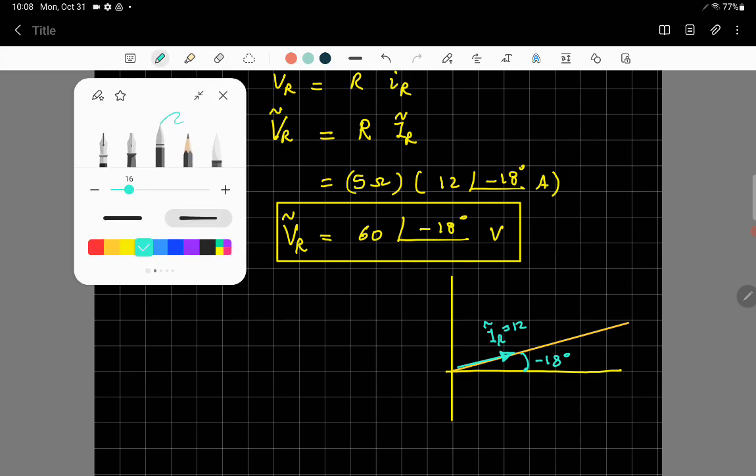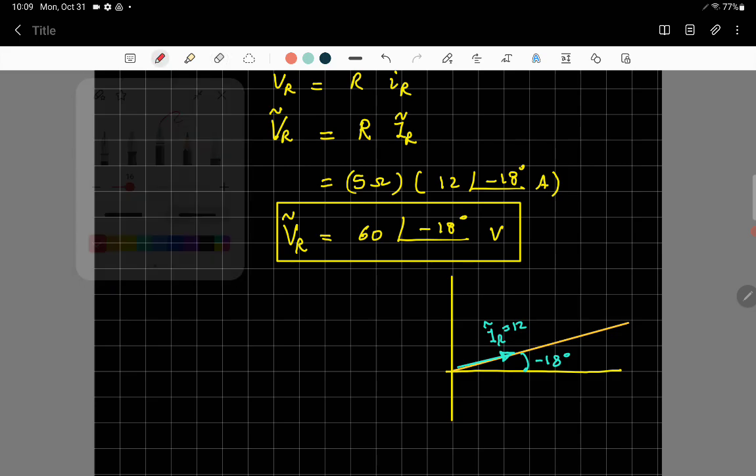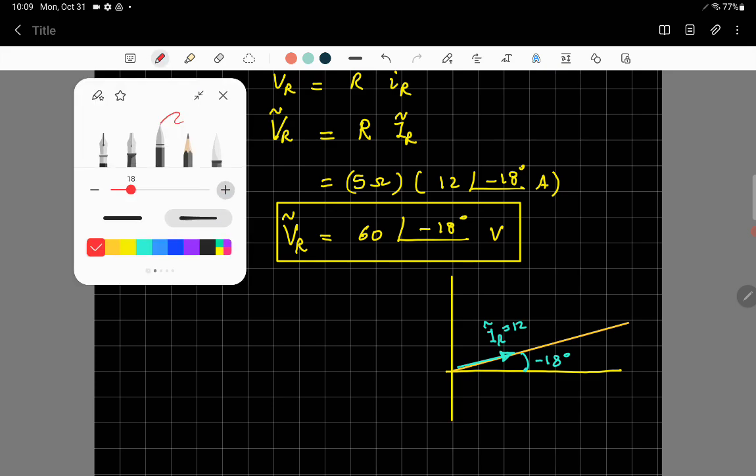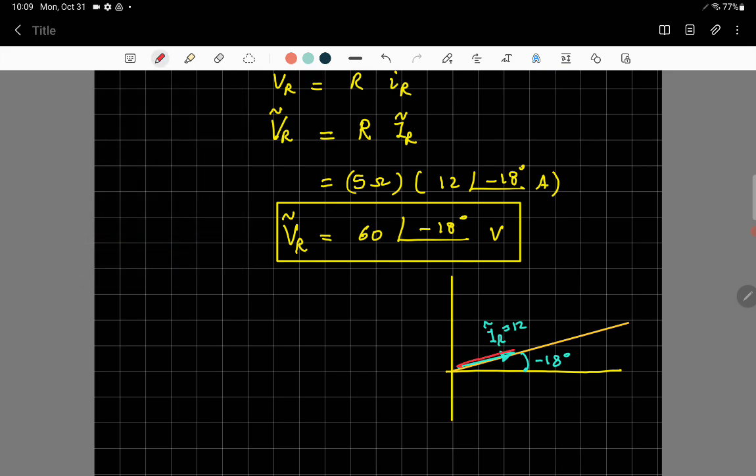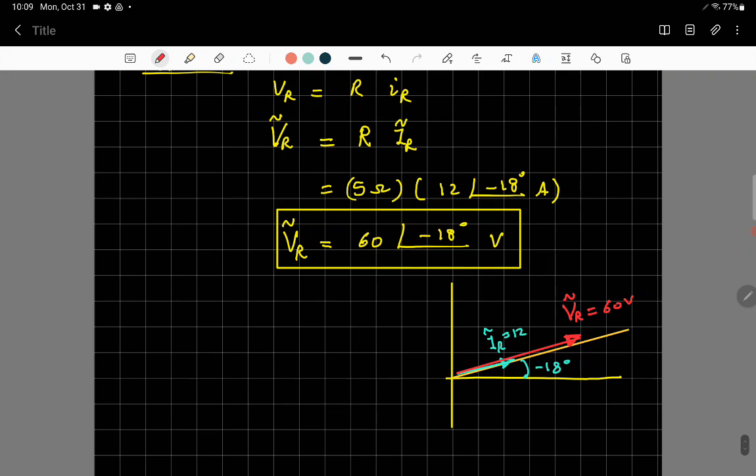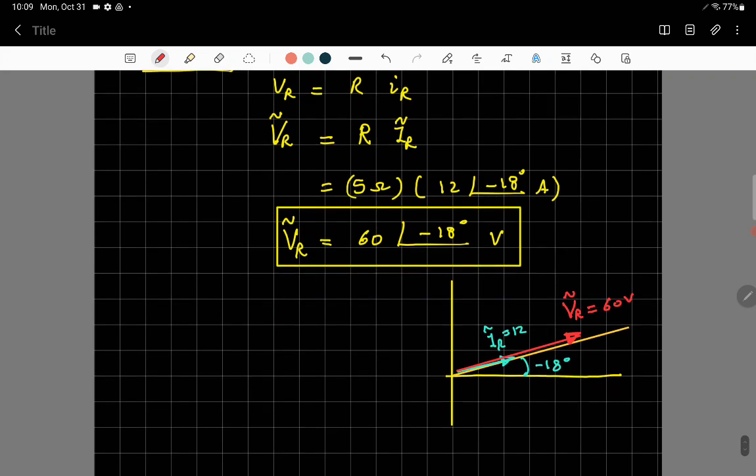So let's choose a different color, and we'll make another line. This is the phasor representing the voltage across the resistance, which is equal to 60 volts and the angle the same one, negative 18. So you see they are in phase. There is no phase difference between the voltage and the current. Great. Let's now take the second element, which will be the inductor.